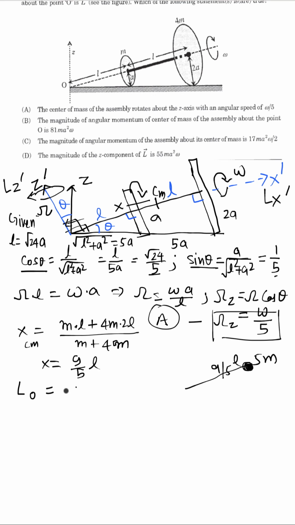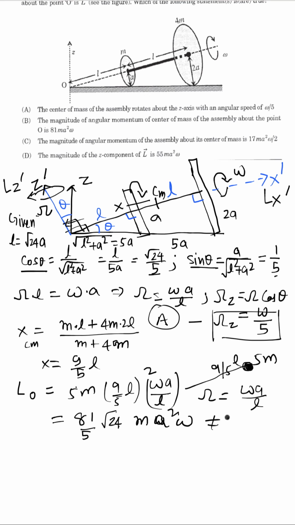So it will be simply I omega. So I is 5m times 9 by 5 L whole square, and omega is A by L. Why omega A by L? Because this is omega A by L. If you see, this is not equal to 81. So B is not the right answer.